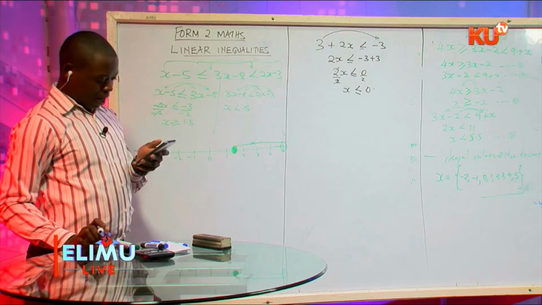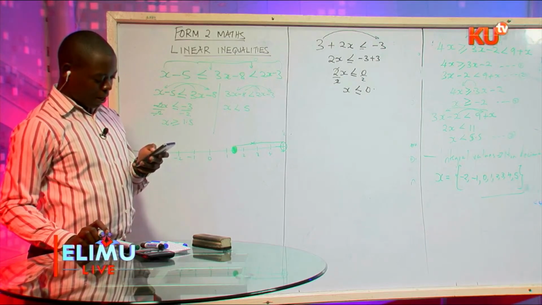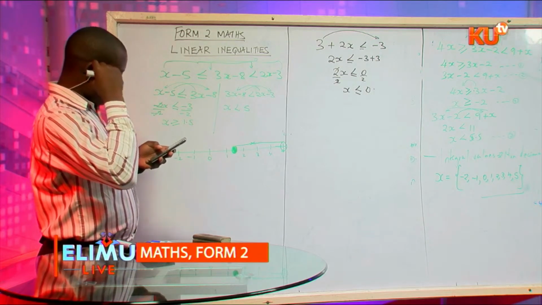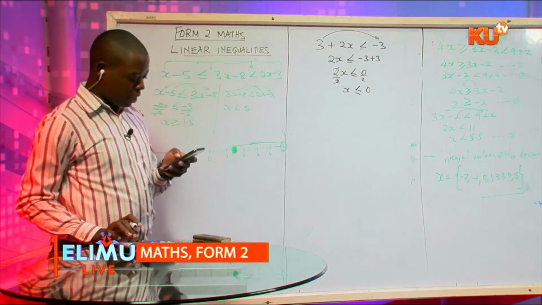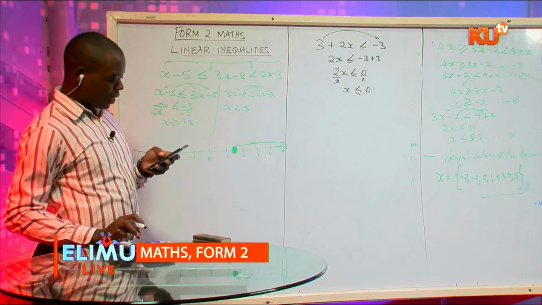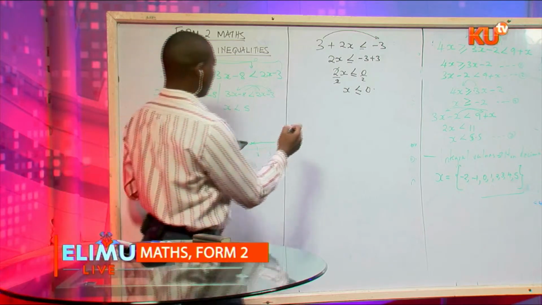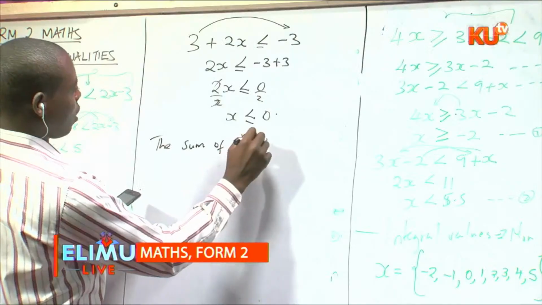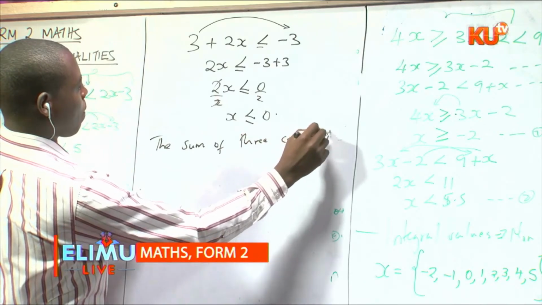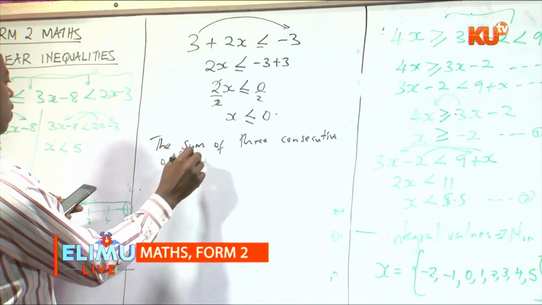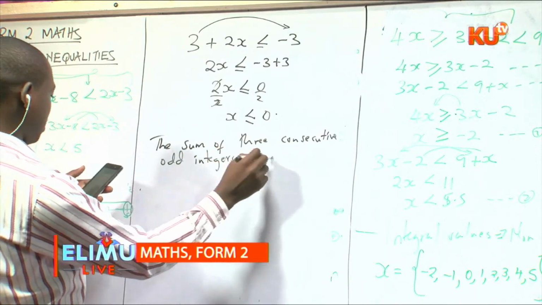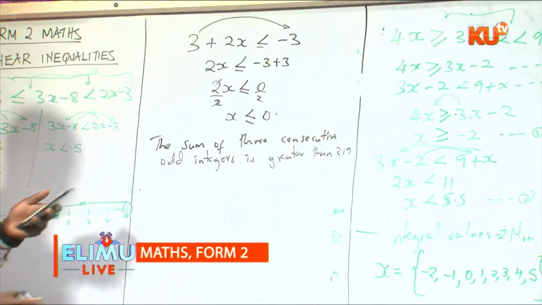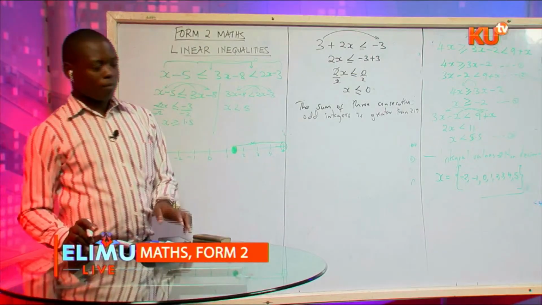So someone is asking, how can I improve in mathematics? Okay, I will mention something about that. Then this is Region from Kiambu. You are saying, please help me work out this sum. The sum of 3 consecutive odd integers is greater than 219. You are told to determine the first 3 integers.